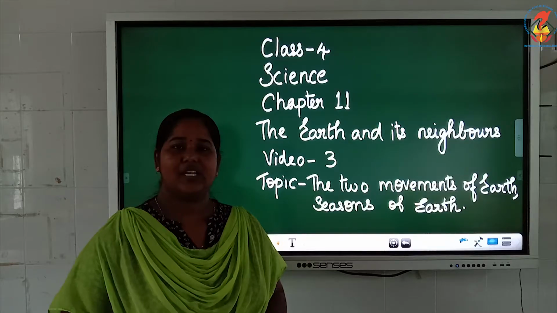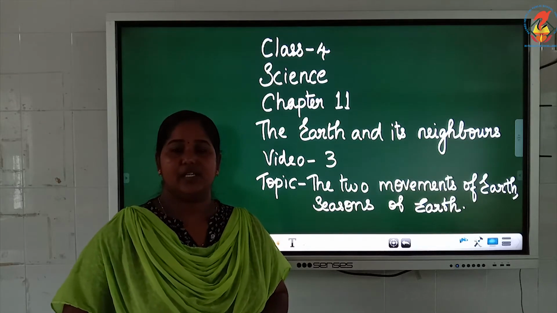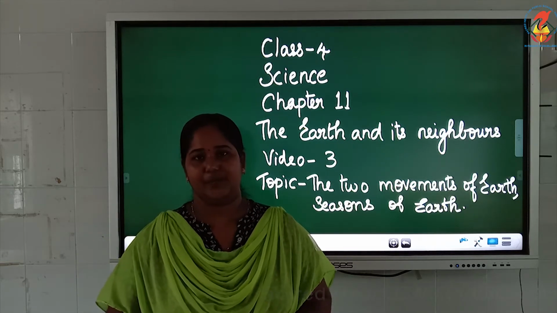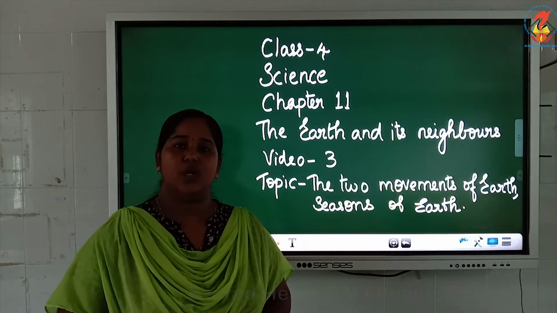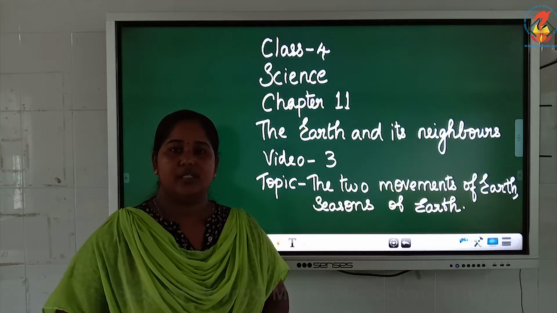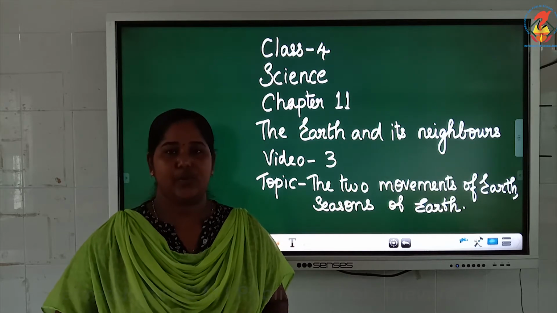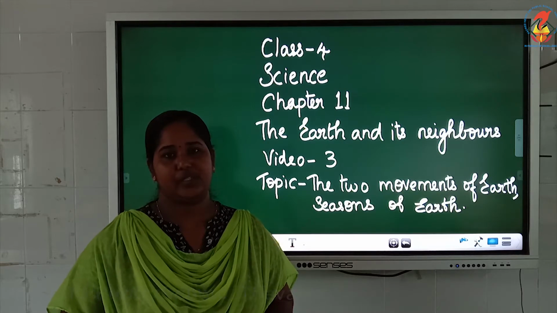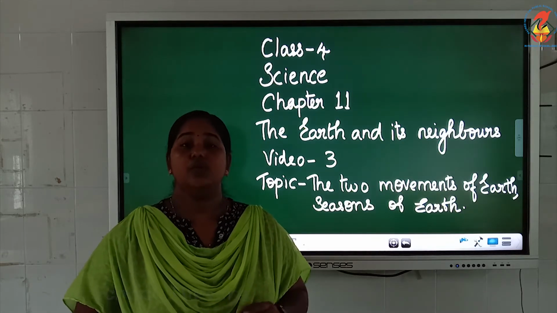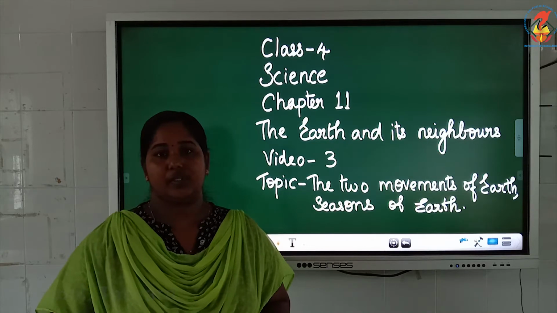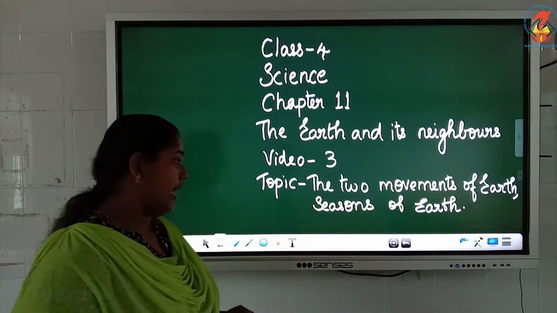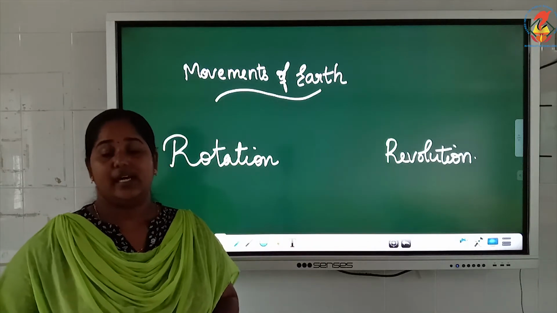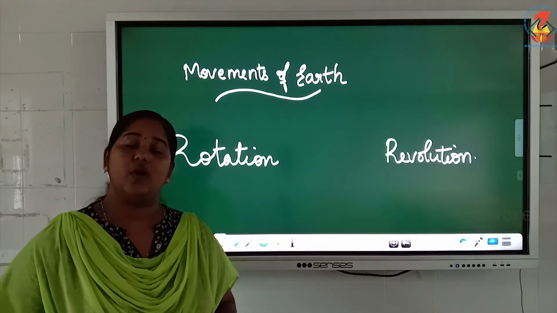Hello children, today we are going to discuss the movements of earth and how seasons are caused on earth. Last class we learnt about axis and equator, the two imaginary lines passing through earth. The two movements of earth are rotation and revolution. Earth rotates and earth revolves around the sun.